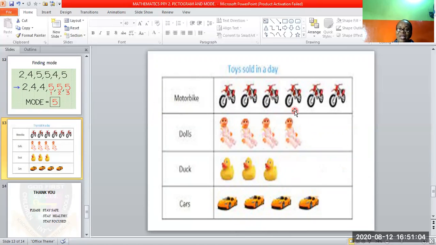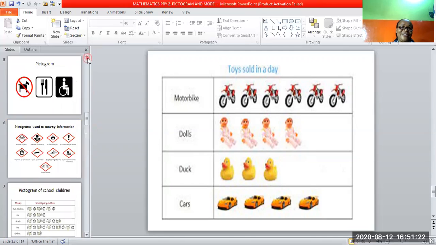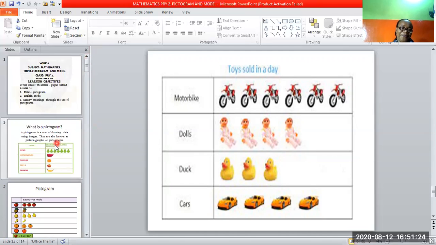The sales we make are represented on the pictogram. And on the pictogram also, we can deduce our mode, which is number 4. Are we clear? Let's give a recap of what we have learned so far.